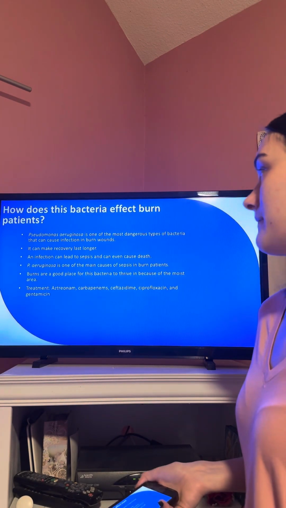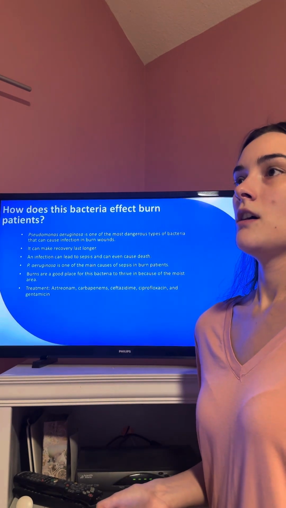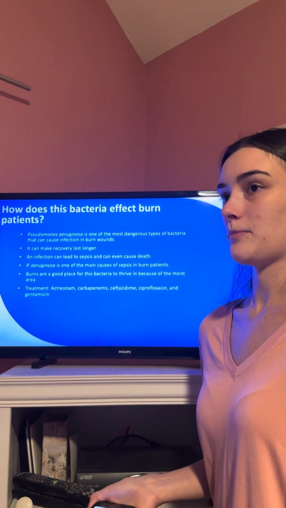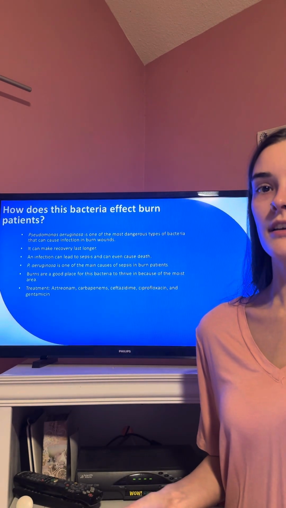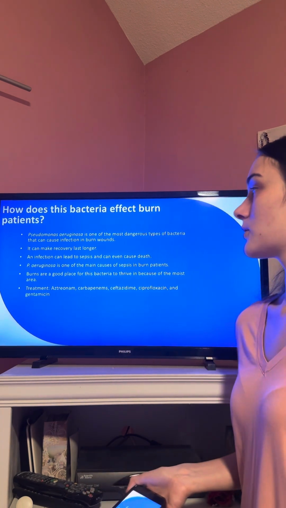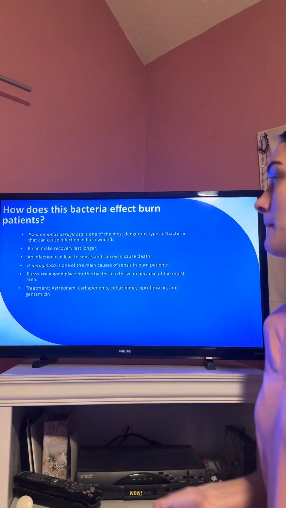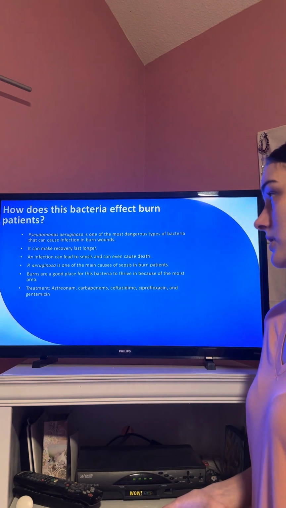How does this bacteria affect burn patients? When you think of Pseudomonas aeruginosa, it is easy to think of burn patients because this bacteria mostly happens in burn patients or is associated with burn patients. It is one of the most dangerous types of bacteria that can cause infection in burn wounds.